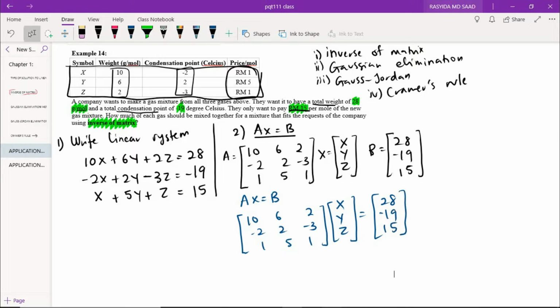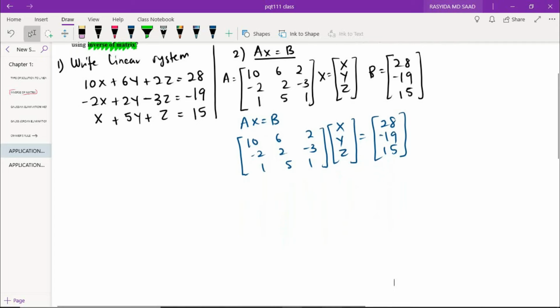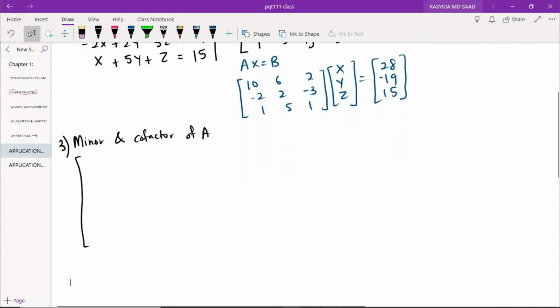Then we proceed to the next step. Since the question asks you to solve using inverse of matrices, for this case it will be the third step. We will find the inverse of matrix A. But before we can find the inverse of matrix A, first we need to find the minors and cofactors of A. So for this one, I just write it down.